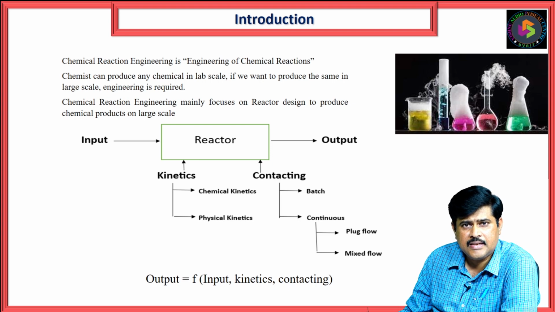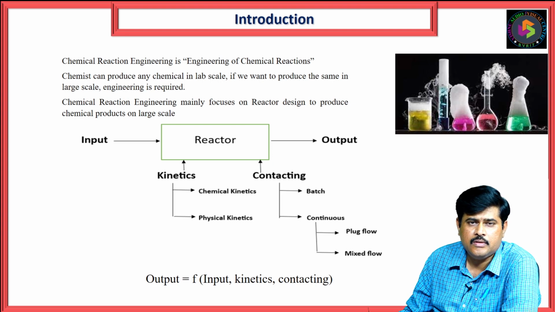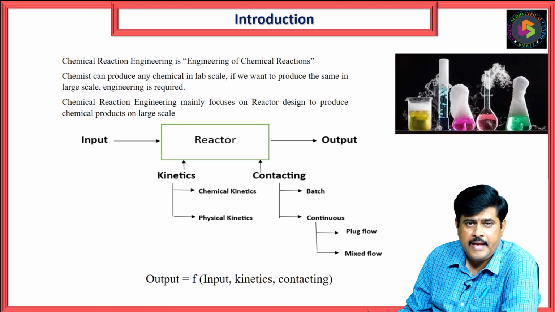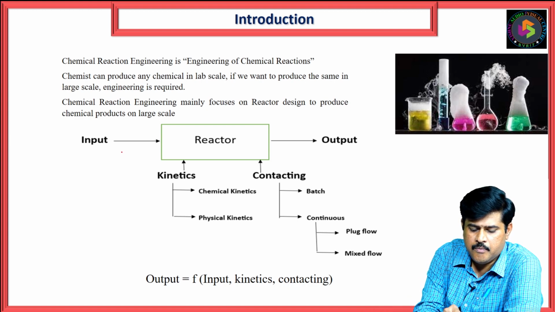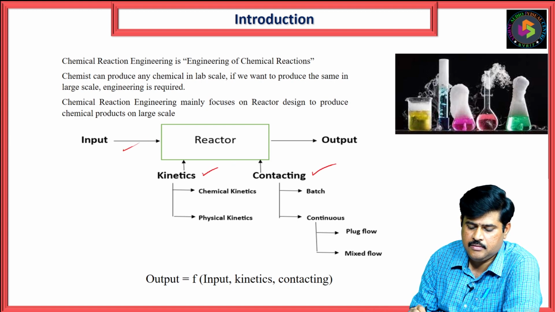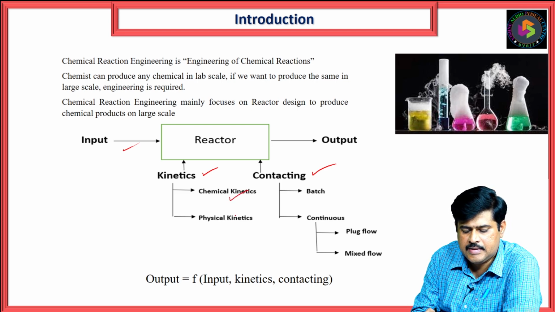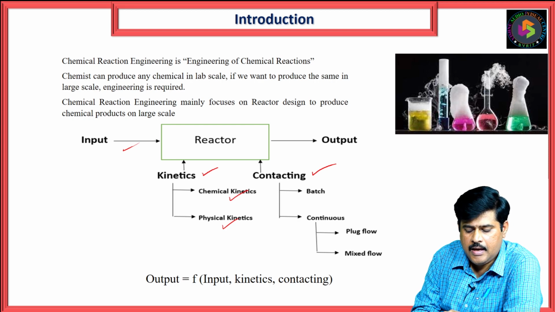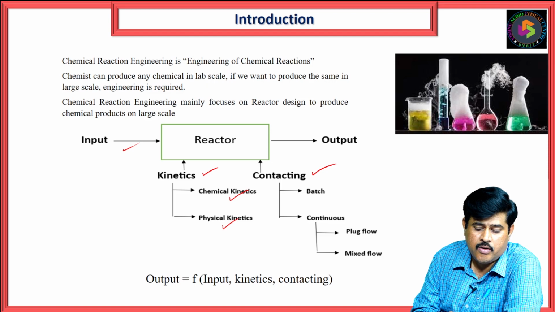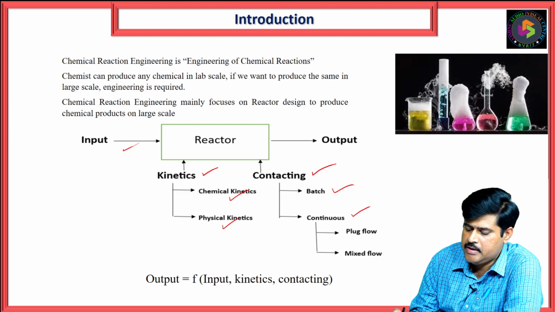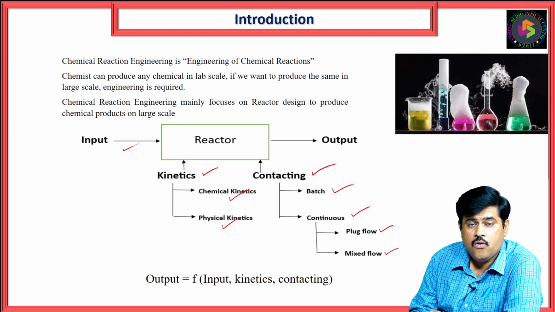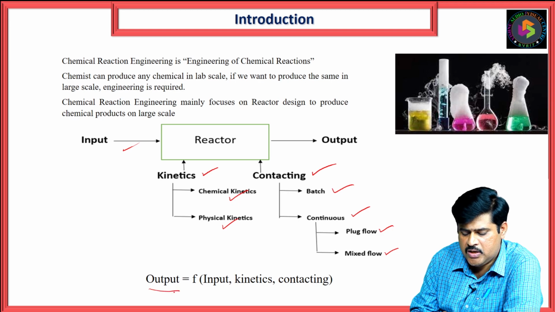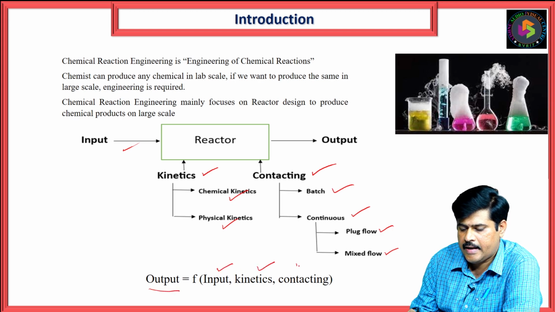In engineering, that means chemical reaction engineering, we mainly focus on the reactor design to produce chemicals on a large scale. In the reactor design, if you see, we require mainly input, kinetics and contacting. In kinetics, we require chemical kinetics and physical kinetics. Chemical kinetics mainly used for the homogeneous reactions and physical kinetics where heterogeneous phases are involved. Similarly, for contacting, we have mainly batch and continuous. In continuous, we have plug flow and mixed flow. Finally, the output is a function of input, kinetics and contacting.